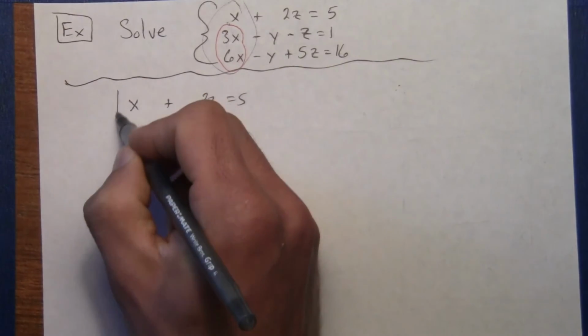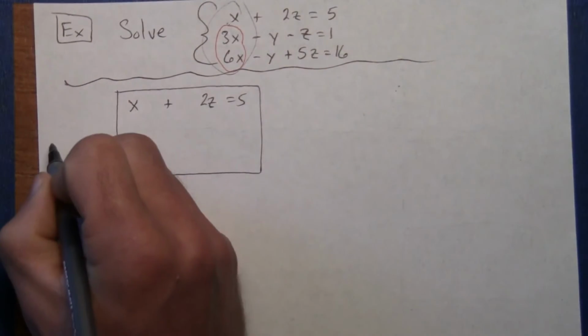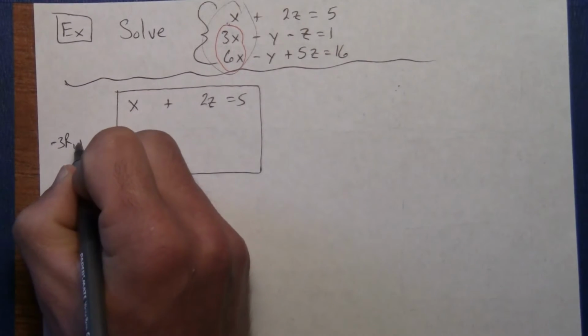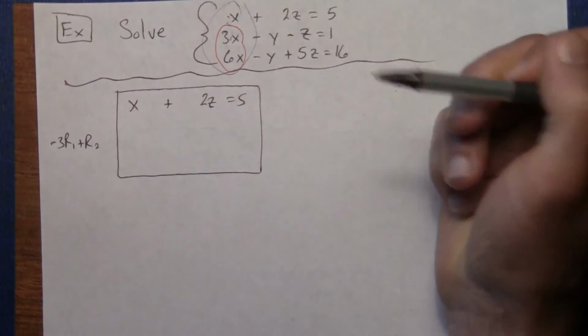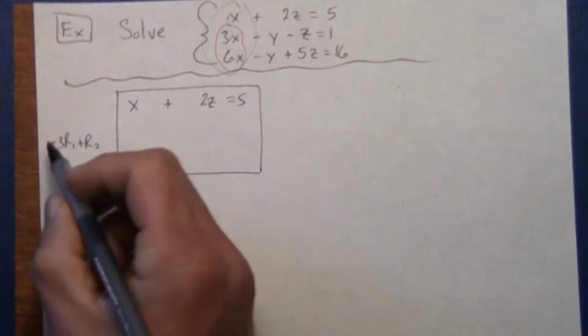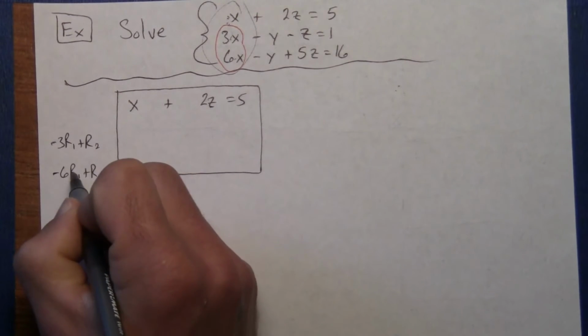I'm not going to change that first equation anymore. And then I'm going to multiply the top equation by -3 and add it to the second row. So multiply by -3, add it to this, that would give me the 0. I'm going to multiply by -6, add it to the bottom row. So -6 times row 1 plus row 3.